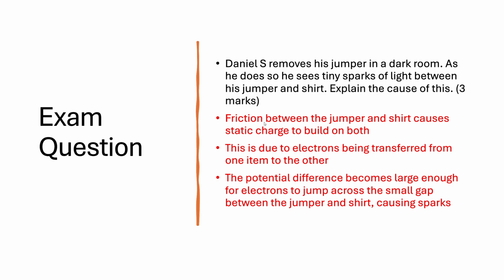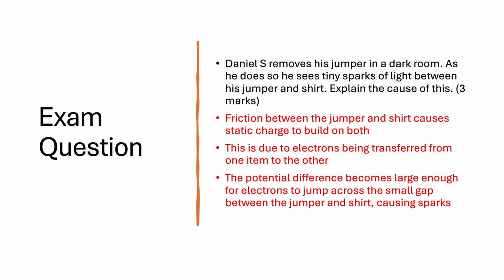This is 3 marks. So basically, friction between the jumper and the shirt causes static charge to build on both. And remember to always explain why. This is due to the electrons being transferred from one item to the other. It doesn't matter which is to which. It might tell you that, it might not. And then the final thing is the potential difference becomes large enough for the electrons to jump across the small gap between the jumper and shirt, causing sparks.